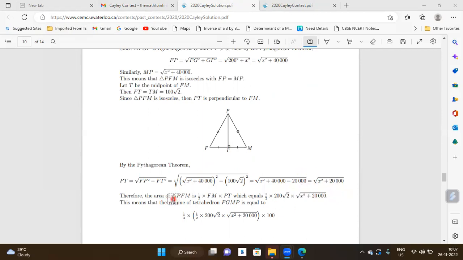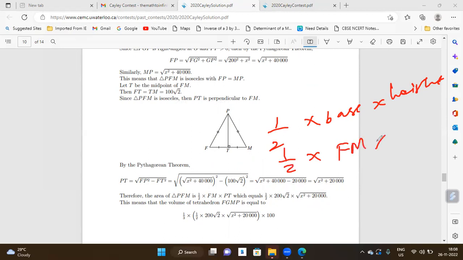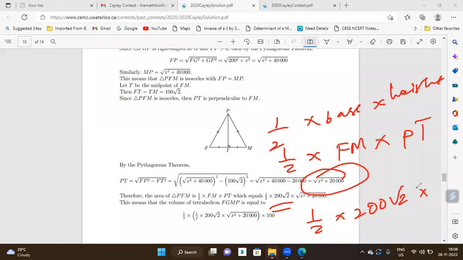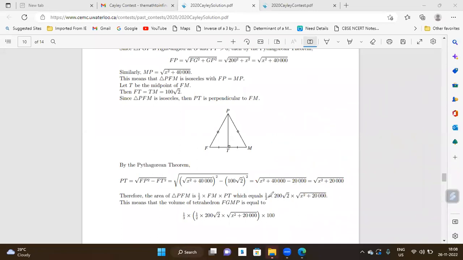For finding the area of triangle PFM, you know the formula already. It's just half into base and height. So it has to be half times FM times PT, right? FM is 200 root 2, and PT we just got, so you substitute here. If you make the calculation, the 2 and 200 will cancel out, and you will have 100. They didn't simplify it; they are just keeping it as it is.